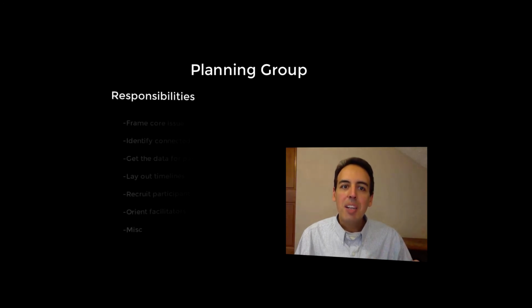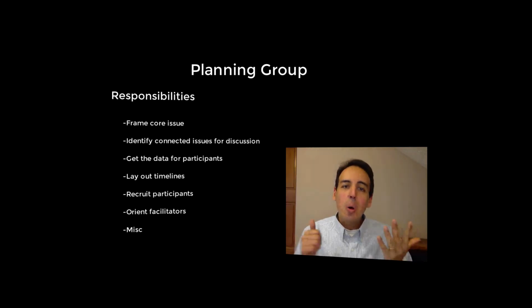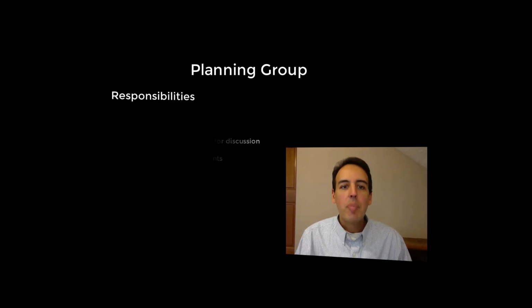The planning group has a number of responsibilities, including framing the core issue to be explored, identifying the connected issues for discussion in the circles, getting the data on the various issues for the participants, laying out meeting timelines, recruiting participants, orienting facilitators to the work, and a number of other miscellaneous responsibilities. So let's briefly touch on those 7 key activities for the group.